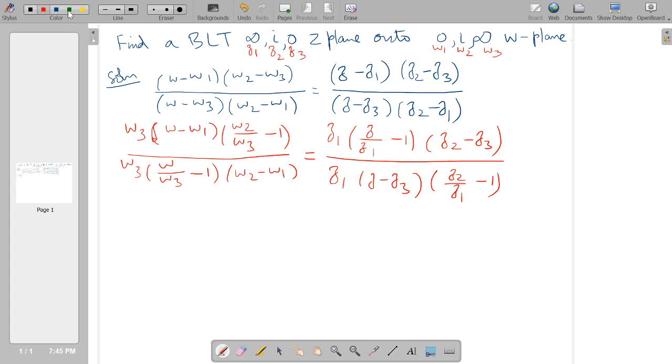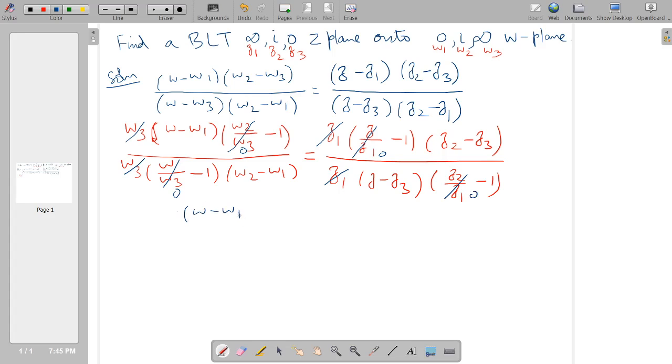So now what I will do is I will reduce the terms. W3 can be striked out and W2 by W3 will become 0. W by W3 will also be 0. Z by Z1 will also be 0. Z2 by Z1 will also be 0. So the remaining terms will be like this.